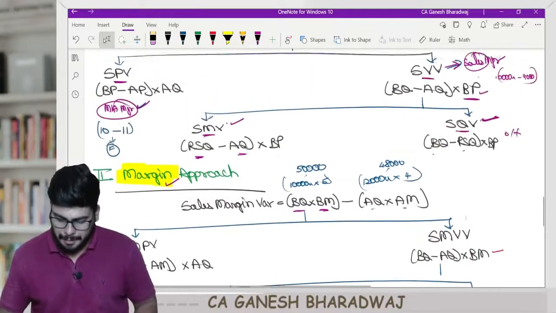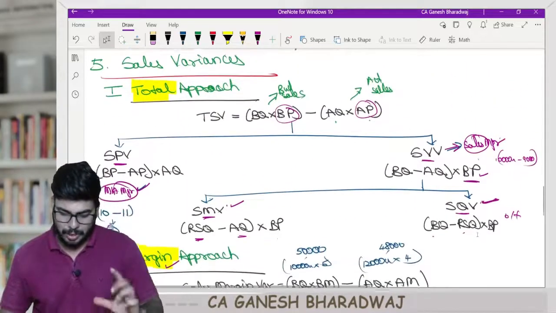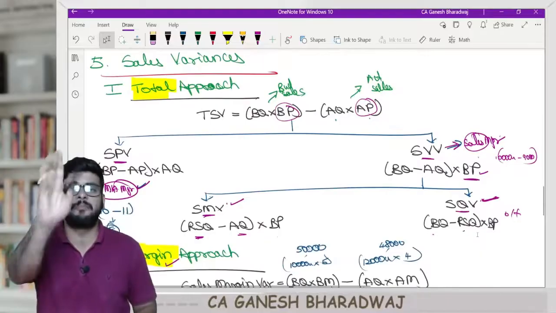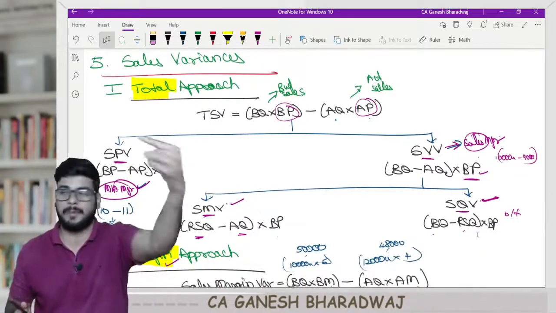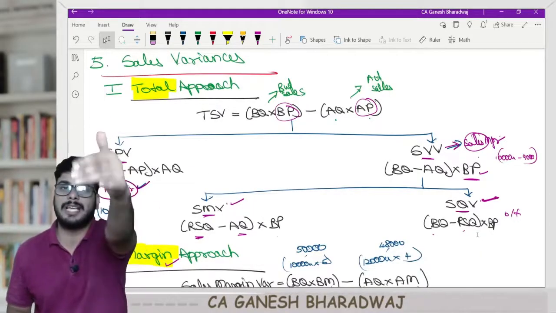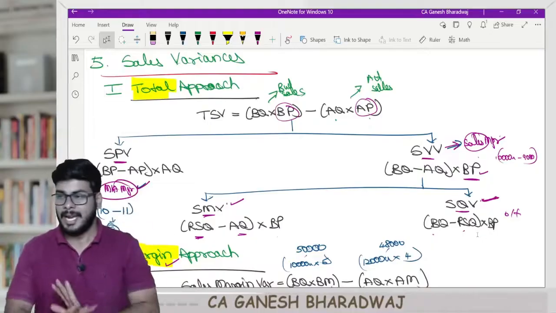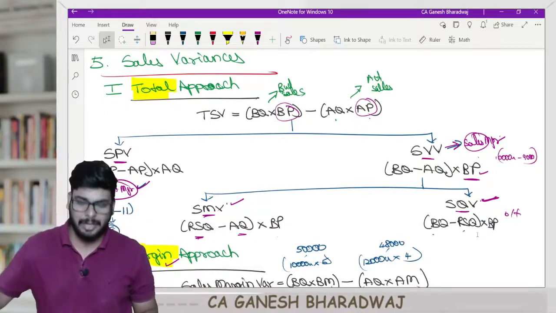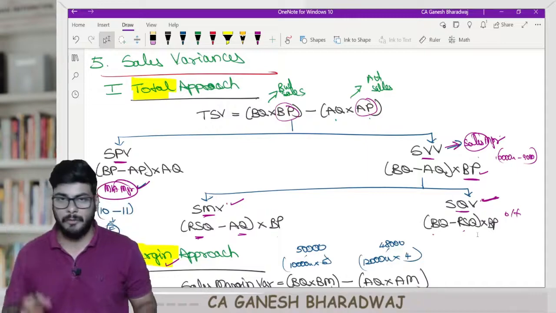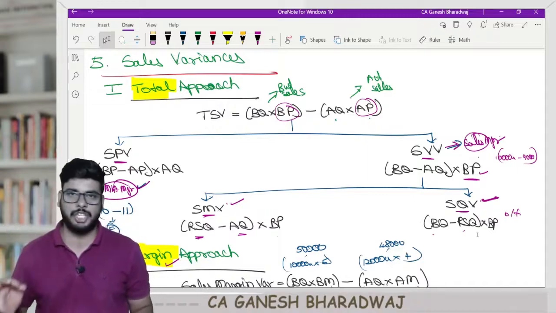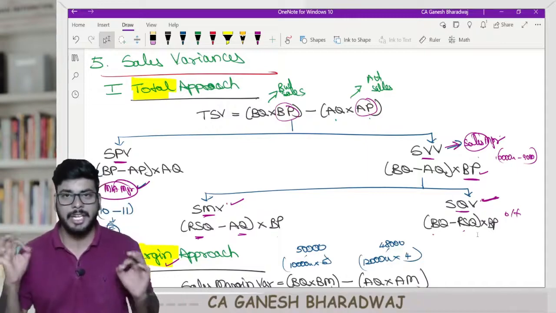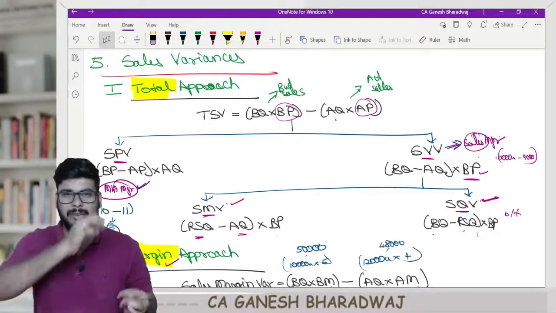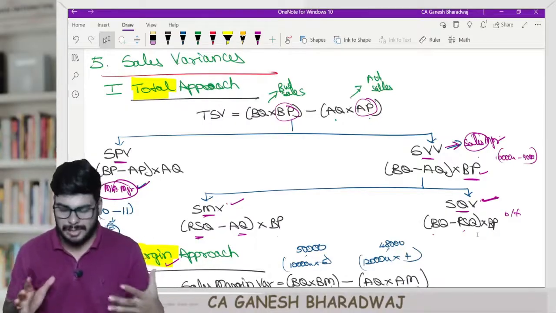Clear with this, guys? Basically, what happens here is the total approach only. Instead of price, you use margin. If it is budgeted price, here you use budgeted margin. If it is actual price, here you use actual margin. And that's about all the formulas and concepts involved in this chapter in a nutshell. Are you clear with this, guys? Right? So with this, we have covered all the major concepts involved in this chapter.